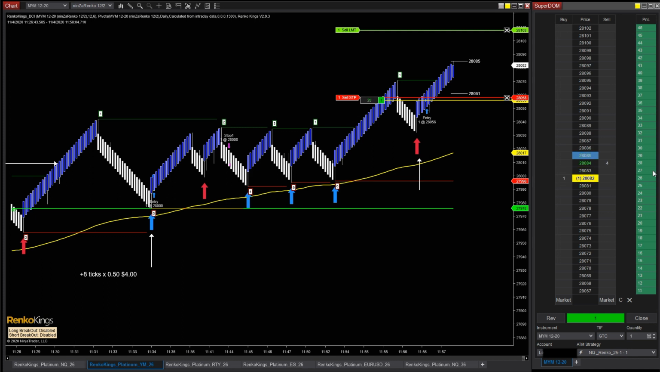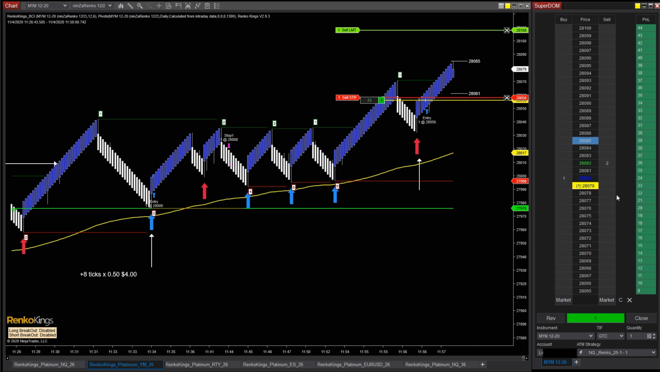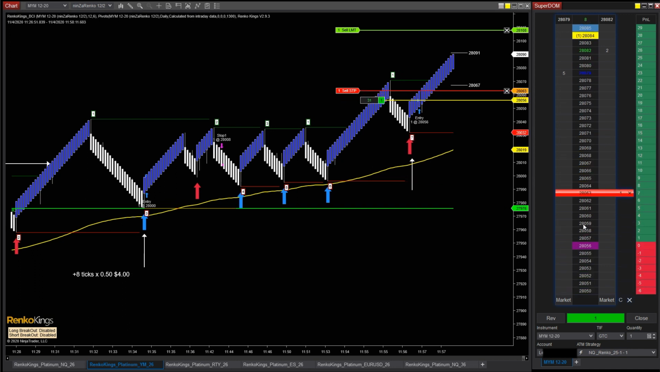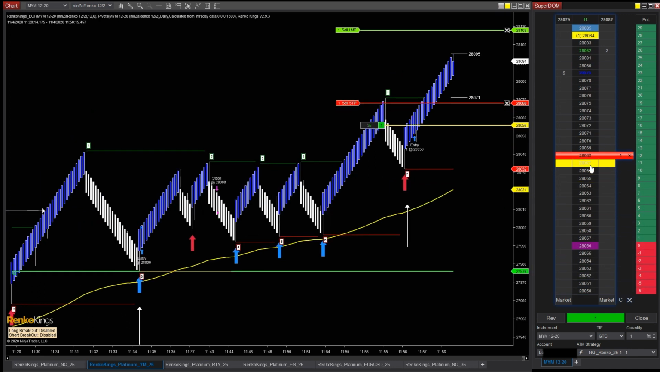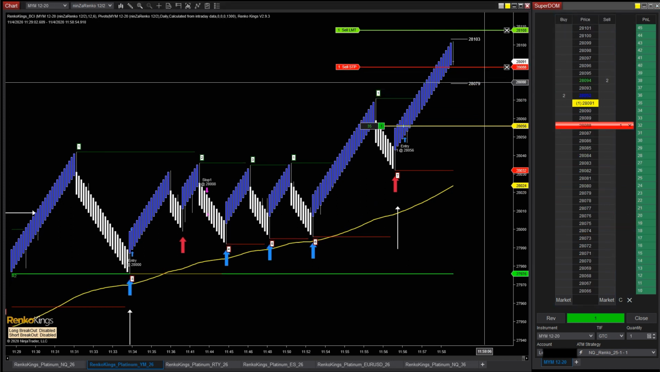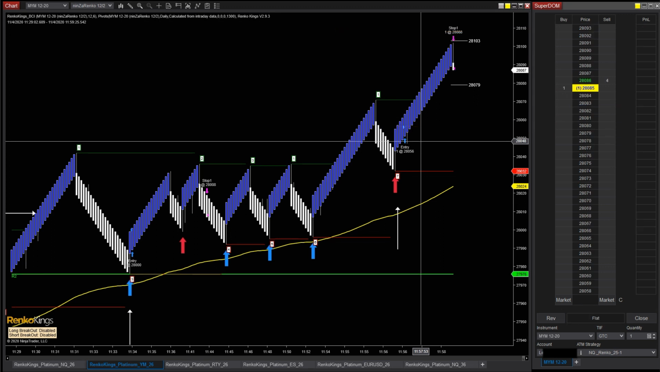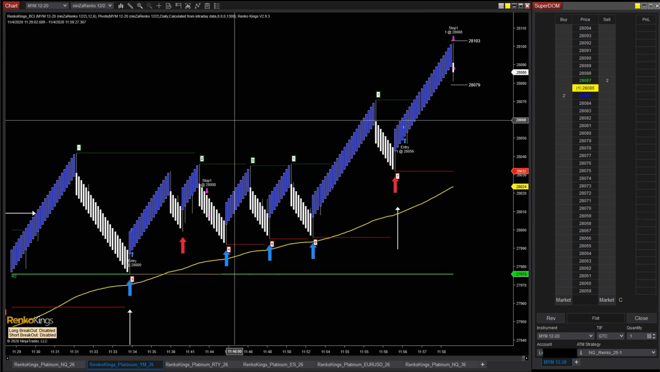Now, this is my second trade, so I'm just going to trail the bar close indicator. I'm going to lock in 32 ticks. If that comes any lower, we're going to take it. Stop filled. Okay. 32 ticks.